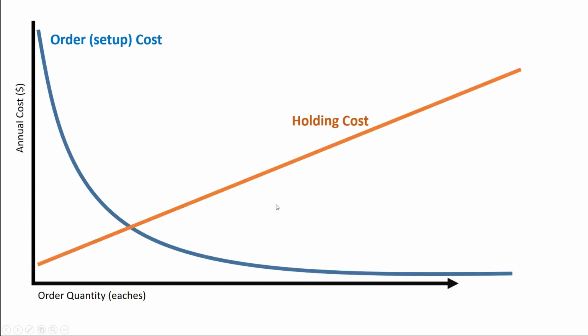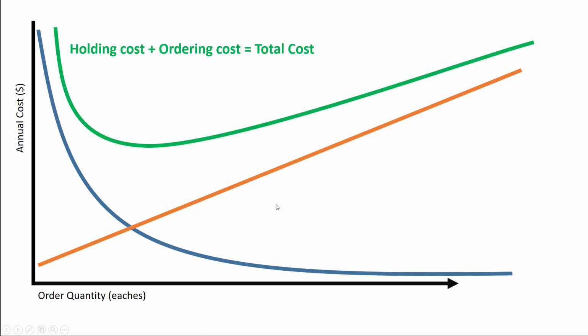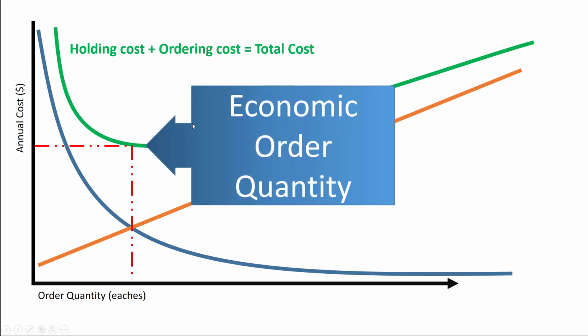So we add our two lines together, and we come up with a total cost for our inventory here. EOQ is where the sum of these two is the lowest. So we're just adding our holding and our ordering costs, and we find this balance at EOQ.